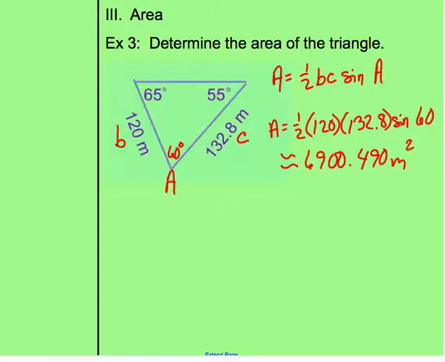6,900.490 square meters. Now, when you're rounding to 3 decimal places, if, for example, this was an 8, 9, 5, or 6, it rounds up to 90, you have to keep that 0 there to show me that you did round to the appropriate decimal.